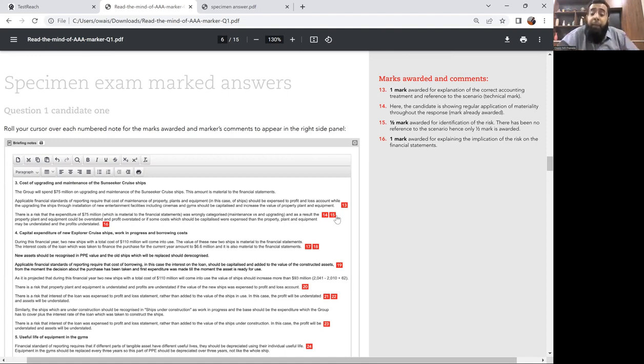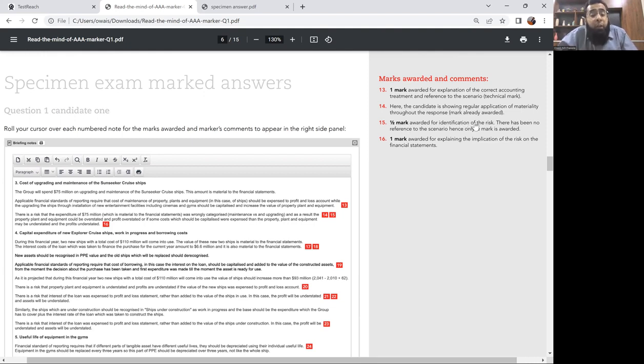Okay, and then he commented that if some are expensed out, then assets and profits both will be understated. Use your mind. If you have done wrong capitalization, assets will be overstated and profit will also be overstated because you didn't record maintenance expense. If you have wrongly expensed out the things, then profits and assets both will be understated. So if you read it, here the candidate is showing regular application of materiality throughout the response. That was already marked. The materiality mark has already been done.